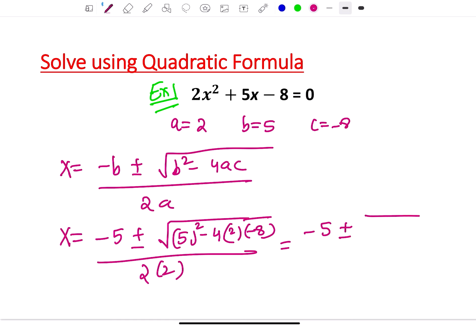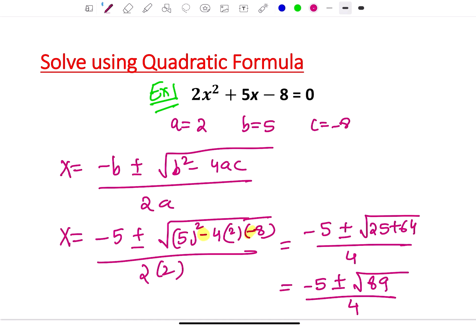It turns out to be negative 5 plus or minus the square root of 25. Now, negative times a negative will actually become a positive. So 4 times 2 is 8, 8 times 8 is 64, divided by 4. Negative 5 plus or minus the square root of 25 plus 64, which is 89, divided by 4. If I could break the square root of 89 into pieces, I would do that, but there's no perfect square that I can pull out from the square root of 89. So we'll leave it at that point. Our two solutions are negative 5 plus root 89 over 4 and negative 5 minus root 89 over 4.